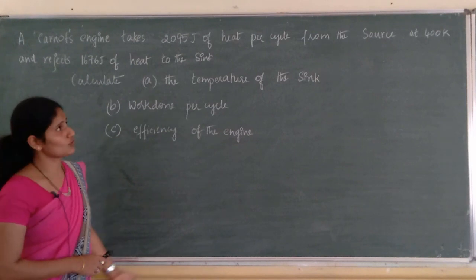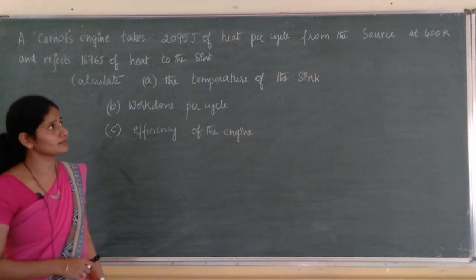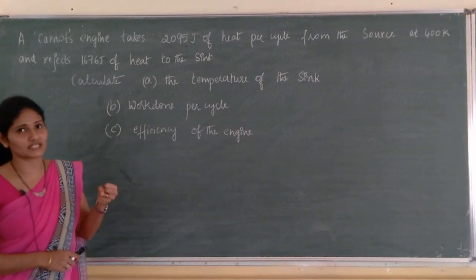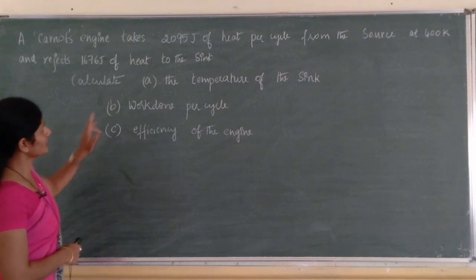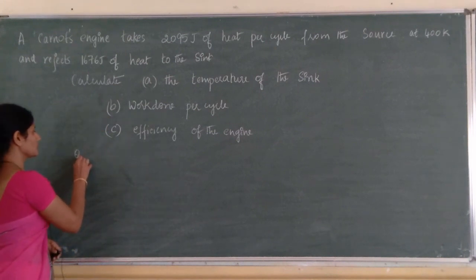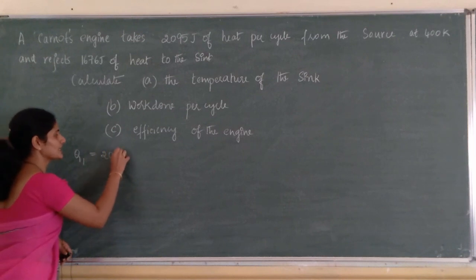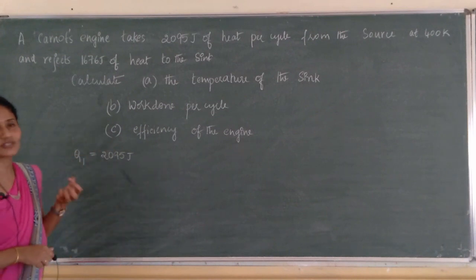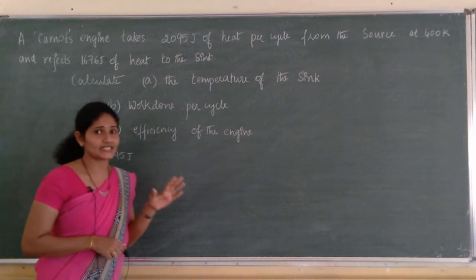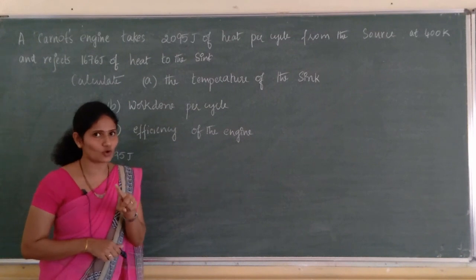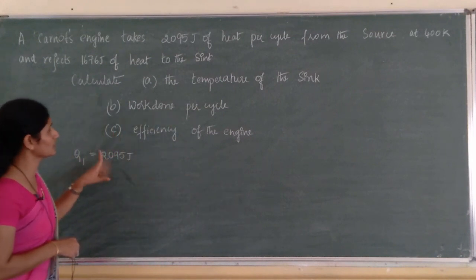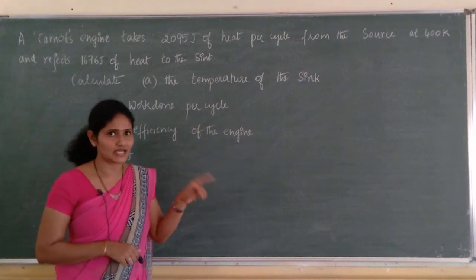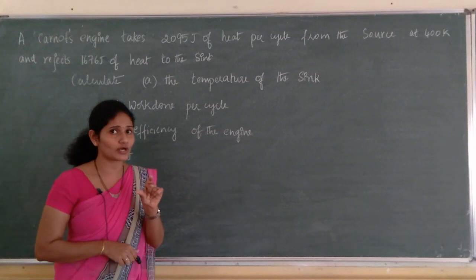So we know that in case of a heat engine, heat energy taken from the source is represented by Q1. So Q1 is given, that is Q1 is equal to 2095 joule. So a Carnot's heat engine takes 2095 joule of heat, that is heat energy absorbed. Heat energy absorbed is always represented by Q1. So Q1 is given from the source at 400 Kelvin. That means temperature of the source is 400 Kelvin.